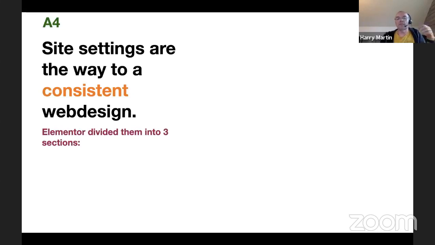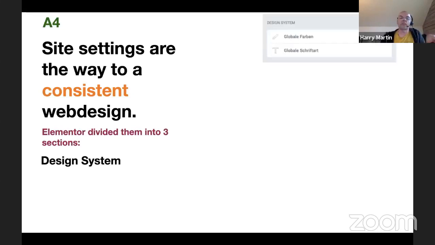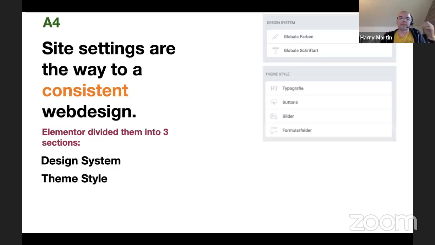And Elementor divided them into 3 sections. The first they call design system. There you can define your global colors and your global fonts. The second is called theme style. There you can define your typography, and in this typography you can select the global colors or global fonts you've defined in your design system. In this part you can also define your basic designs of buttons, pictures and your form fields.